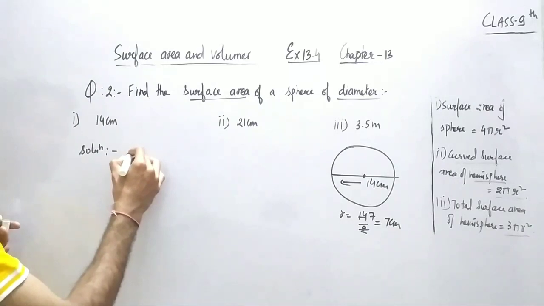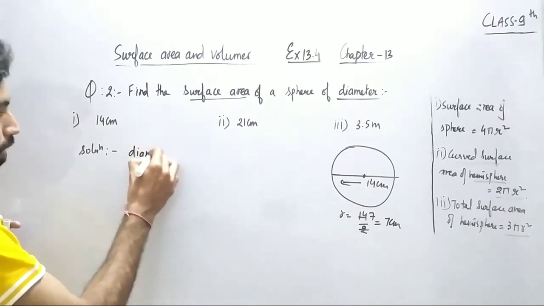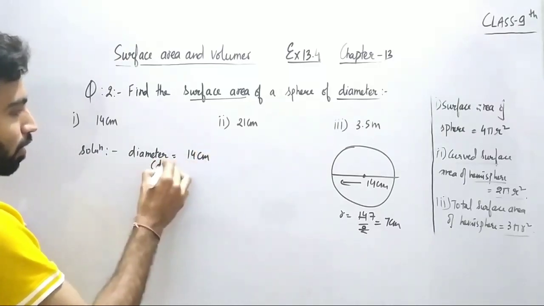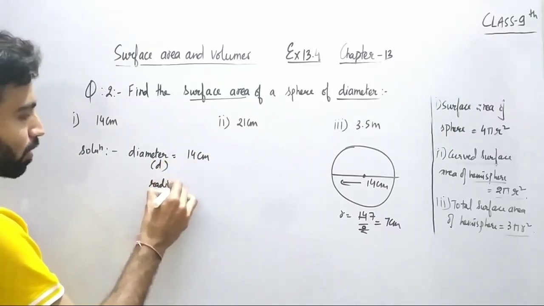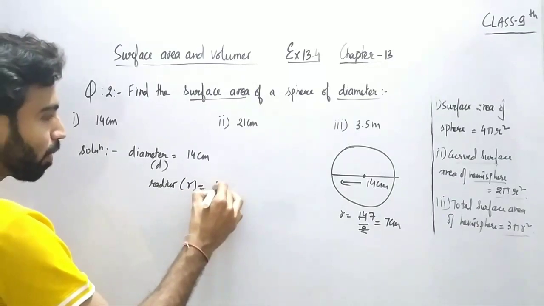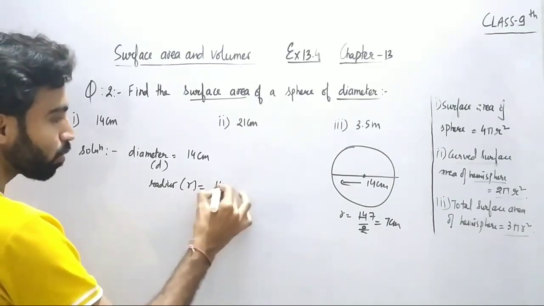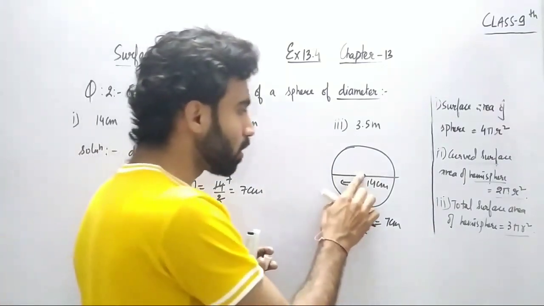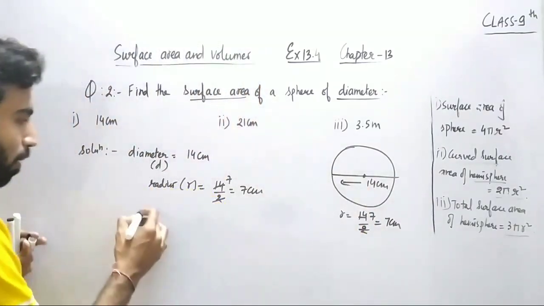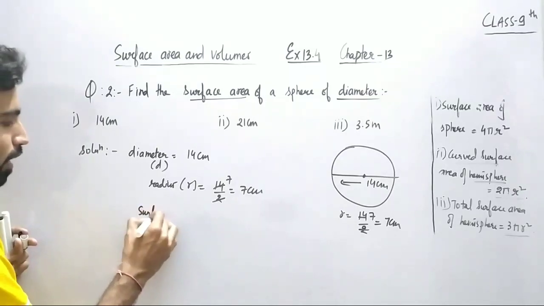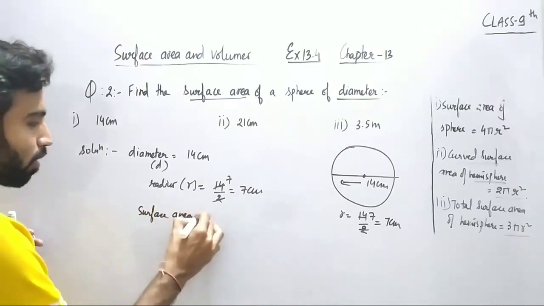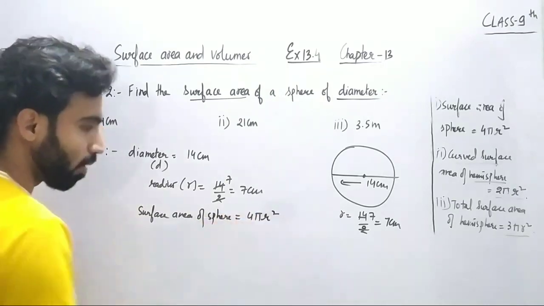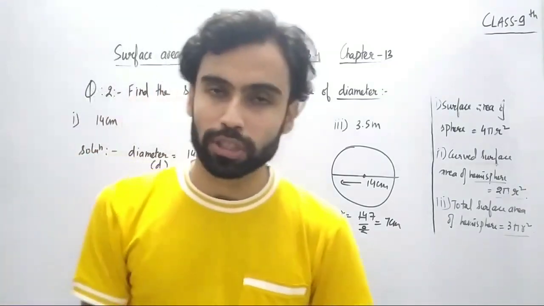So let me just apply it. First I'm going to write that the diameter is given to us as 14 centimeter. Then we know the radius, that is r, will be calculated by half of the diameter. So 14 divided by 2 is 7. So 7 centimeter will be the radius of this sphere, right? So now talking about the surface area which we have to calculate of this sphere, that will be 4 pi r square, right? So here we will simply substitute the values.